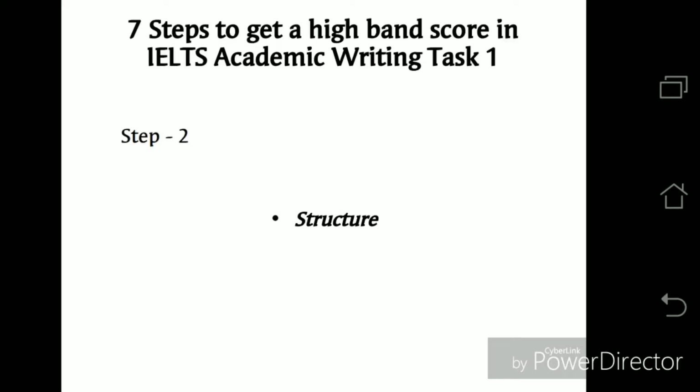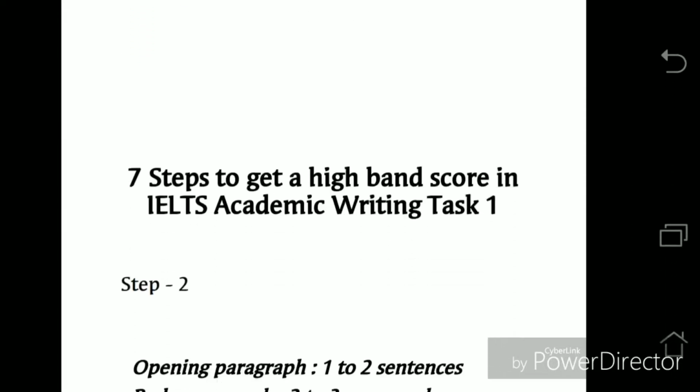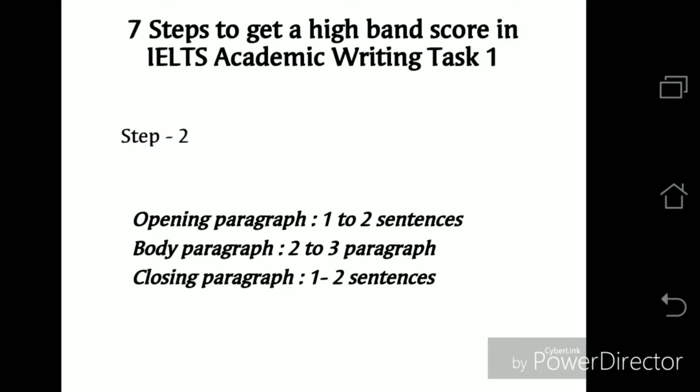You have to write an opening paragraph in the beginning and a closing paragraph at the end. Opening paragraph contains the aim or the paraphrased question, usually 1 to 2 sentences. The body paragraphs, 2 or 3, or sometimes it can be 4, depending upon the type of the task or the number of the graphs. Closing paragraph should state the overall changes or trend of the graph and usually consists of 1 or 2 sentences.